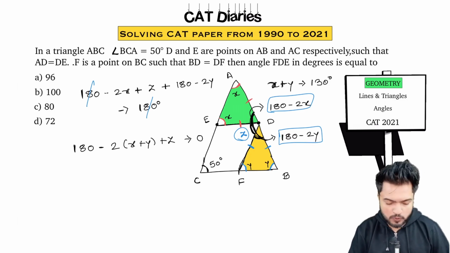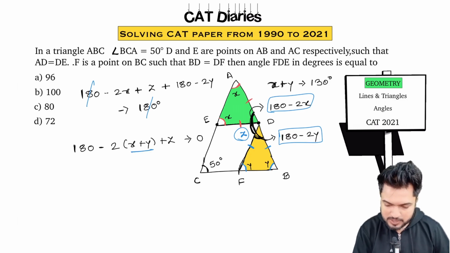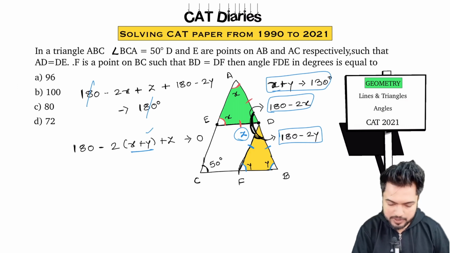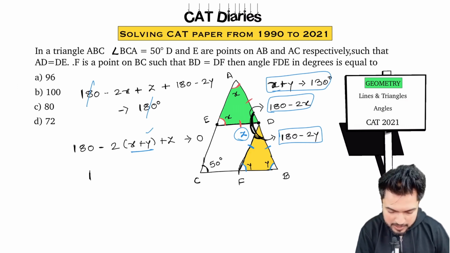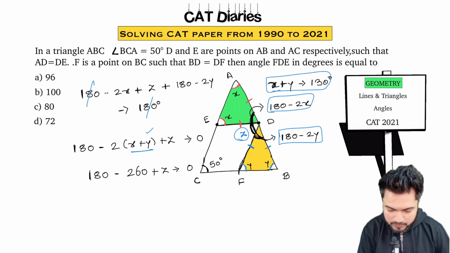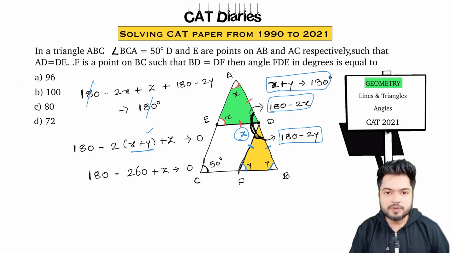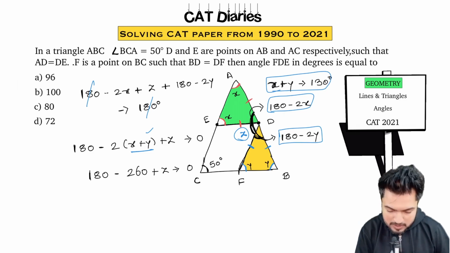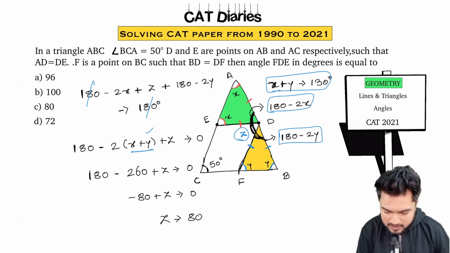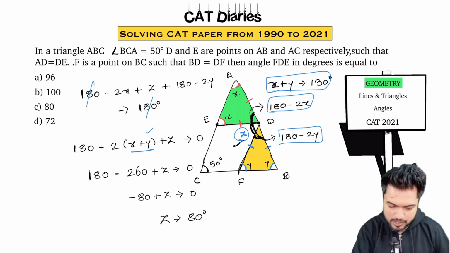Now what do you know? You know what X plus Y is? Yes, X plus Y is equal to 130. So substitute it here. So this becomes 180 minus, 130 into 2 is 260, plus Z is equal to 0. So this turns out to be minus 80 plus Z is equal to 0. So Z is equal to what? 80 degrees. That's your answer. That is what you are supposed to find out. Option number C.